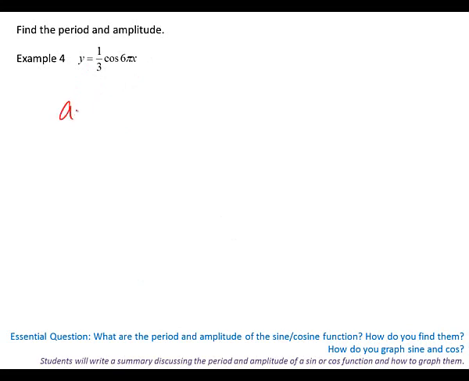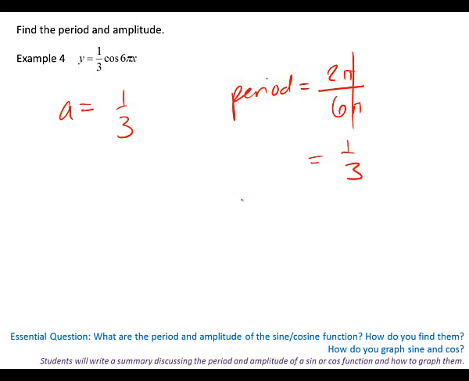All right, so for your amplitude, what number did we get? 1 over 3, right? We're hoping that's on the next test a lot, right? Okay, period. What goes on the top of the period formula? 2 pi, and then what's on the bottom for this one? 6 pi, so what's your period length? 1/3, okay?